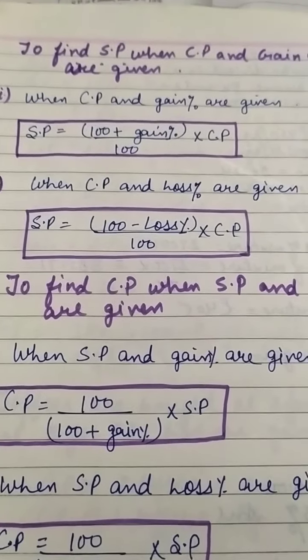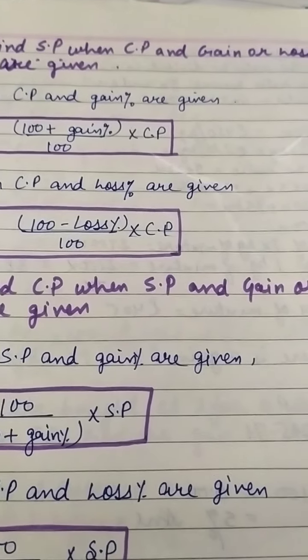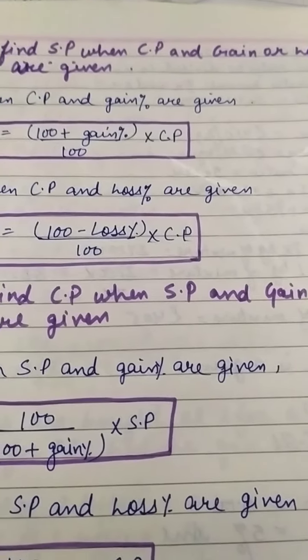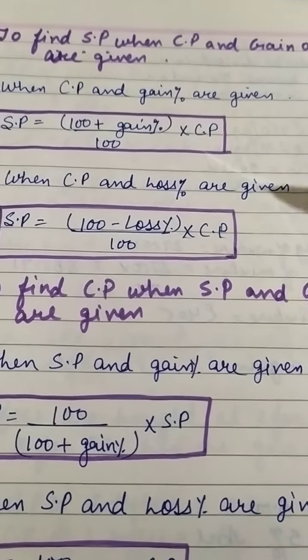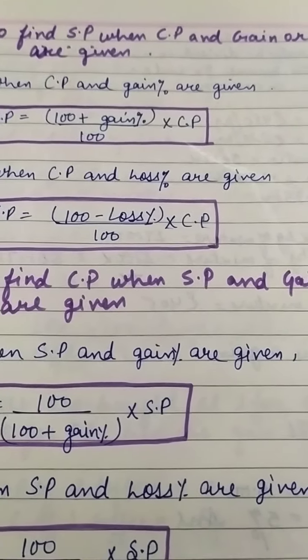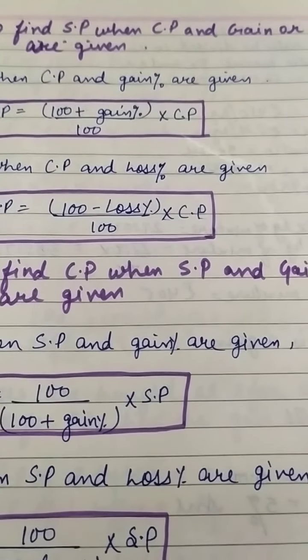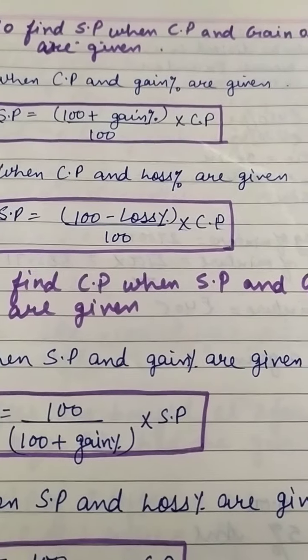Good morning, students. Today we will learn how to find SP when cost price and gain or loss percent are given. Okay, with direct formula today we will learn. So when CP and gain percent are given, one method is by the formula of gain percent, that is gain upon CP into 100.